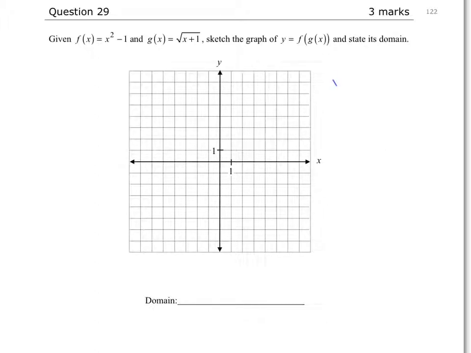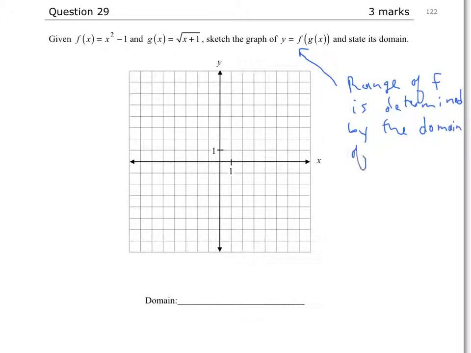So as with any composite function, it's important that you know the range of f is determined by the domain of g, because g is on the inside. So how does that apply?